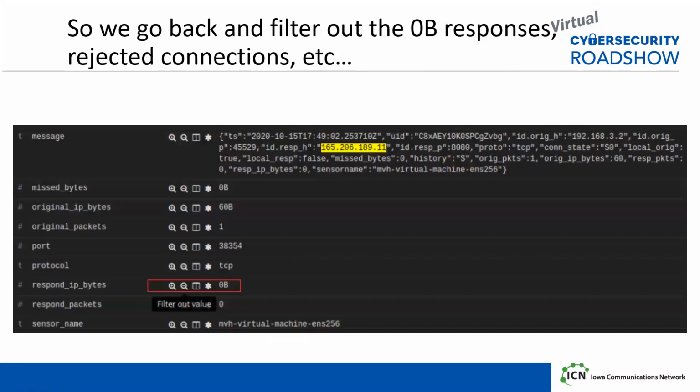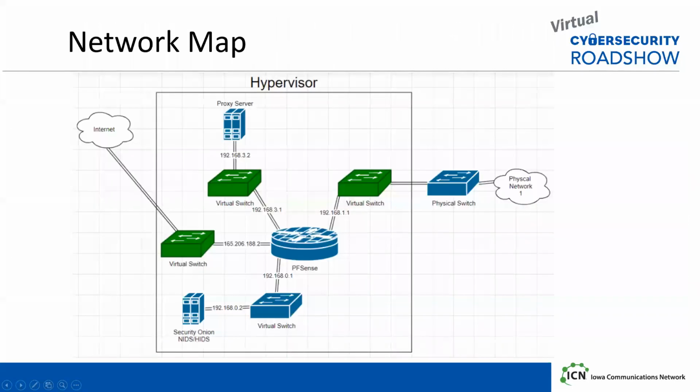So at that point, I go back and I actually start filtering out things like 0-byte responses and rejected connections and stuff like that. That's going to make it harder for me to find what it is that I'm after. Those are not super interesting packets for the purposes of my investigation. So after I filter those out, I just wanted to make sure that you saw that we're seeing that traffic on both the proxy server and the external interface of the firewall.